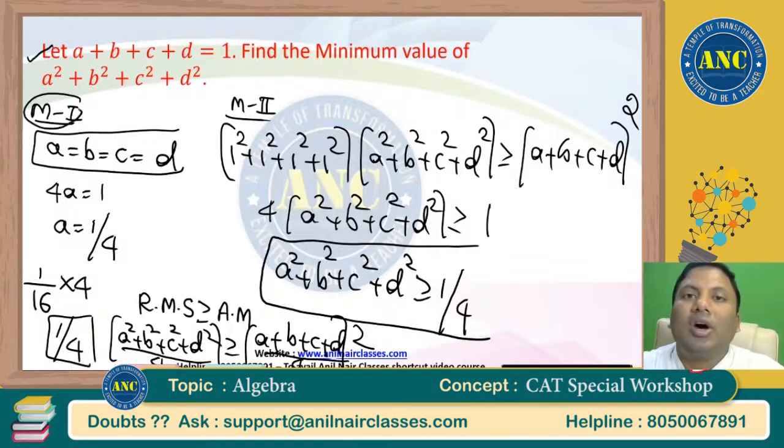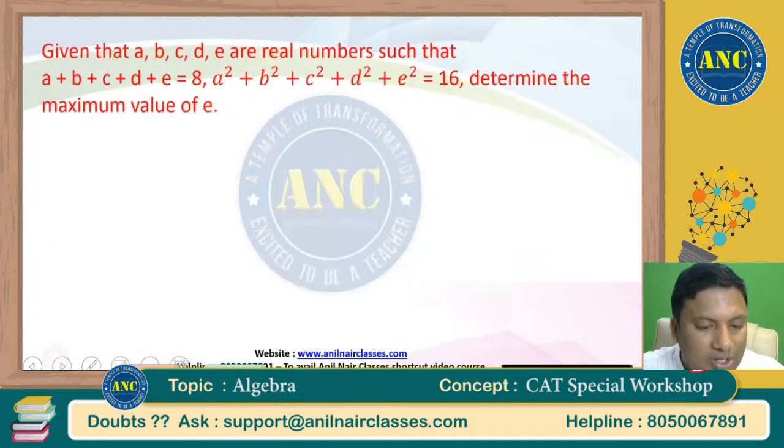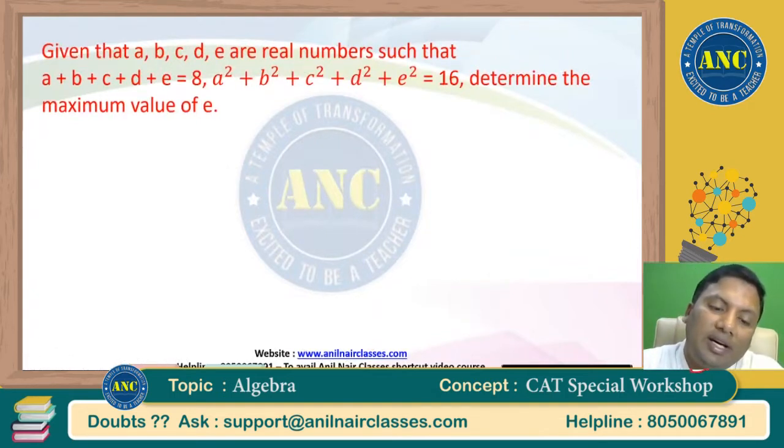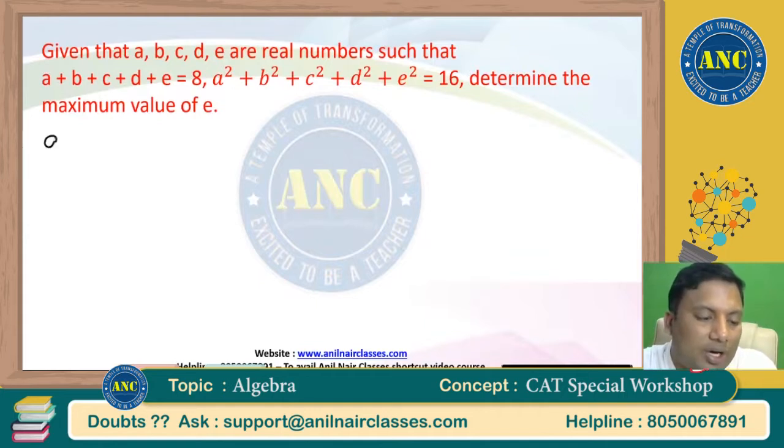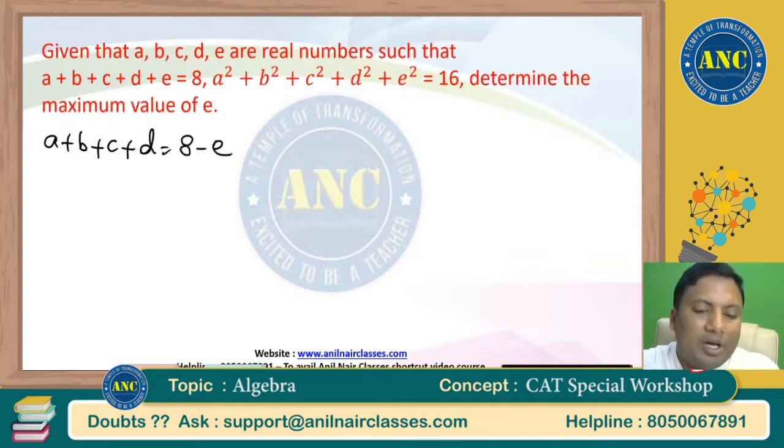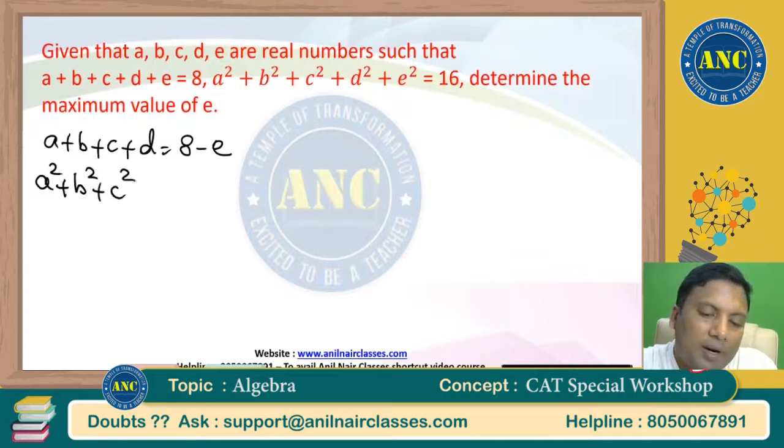3 ways to solve: root mean square greater than or equivalent to arithmetic mean, symmetric function property, or Cauchy-Schwarz inequality. Next one. Given that a, b, c, d, e are real numbers, a plus b plus c plus d is nothing but 8 minus e. Next, a square plus b square plus c square plus d square is nothing but 16 minus e square. Find the maximum value for e.